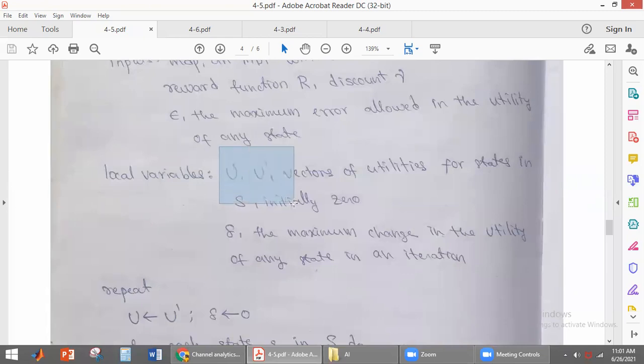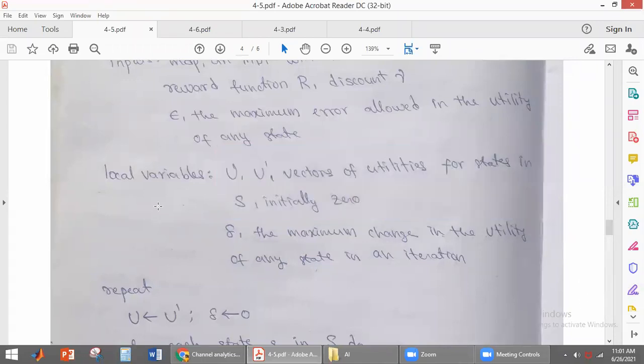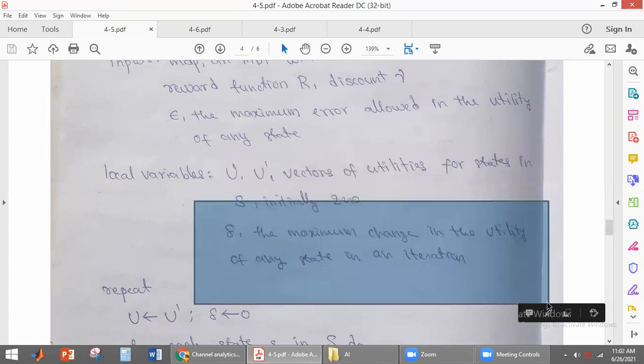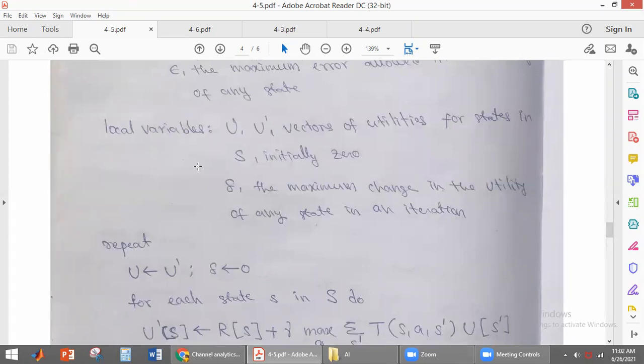Initially we take U and U dash as zeros. U dash is the next state, U is the current state. And what is delta? Delta is the maximum change that we get in each iteration. We compare these two for every iteration and find the maximum difference between the current and previous utility values, and assign it to delta. So U is assigned with U dash, and delta is 0 initially.